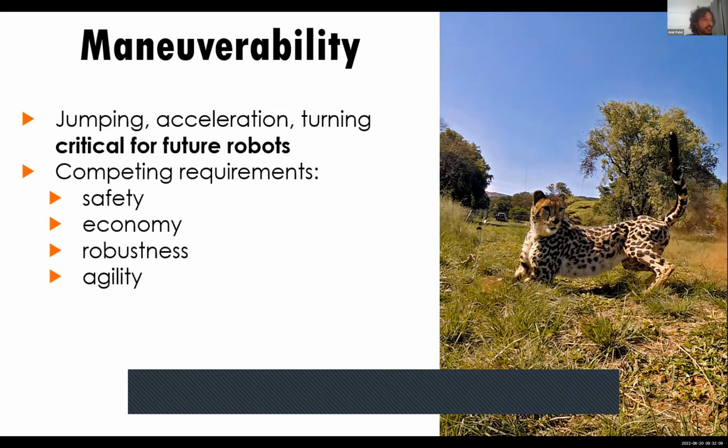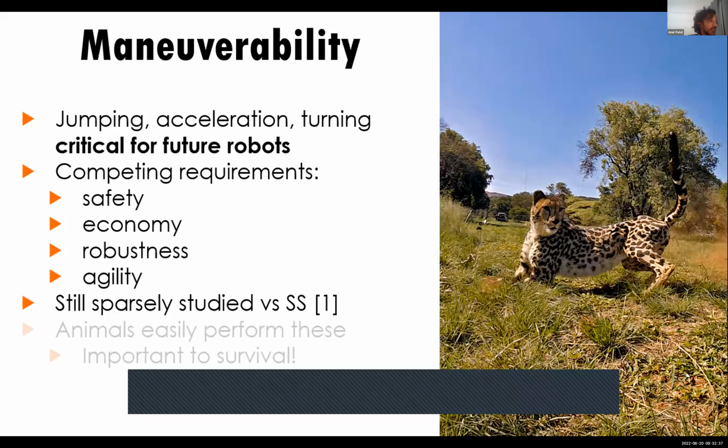So weighing up all of those things to get the best solution. But it's quite interesting because maneuverability is still sparsely studied compared to steady state locomotion. So for steady state, constant velocity motion, we even have a vocabulary for things like gait. We have things like trotting in quadrupeds or walking or bounding for quadrupeds as well.